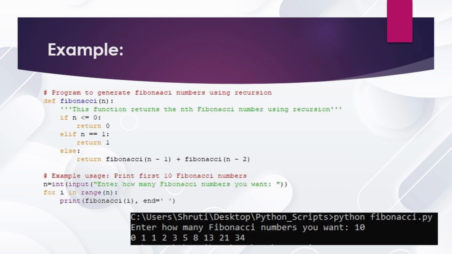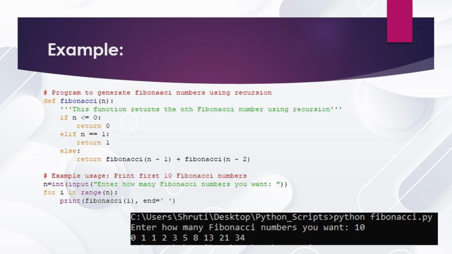This program generates Fibonacci numbers using recursion. The function Fibonacci with parameter n returns the nth Fibonacci number. It has two base cases. It returns 0 when n is 0 and 1 when n is 1. For all other values, it recursively calls itself to return the sum of the two preceding Fibonacci numbers.